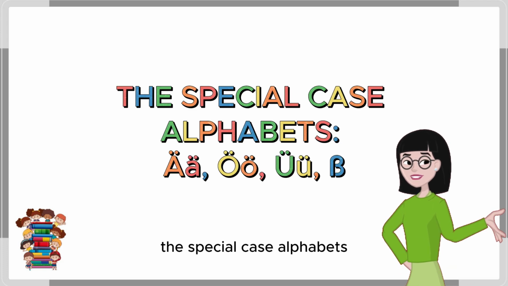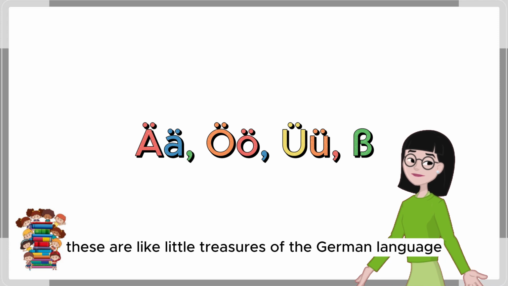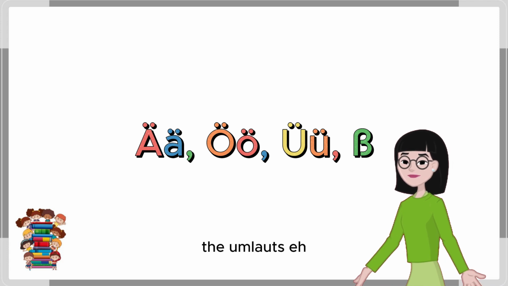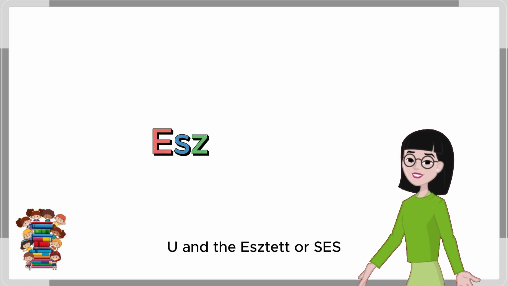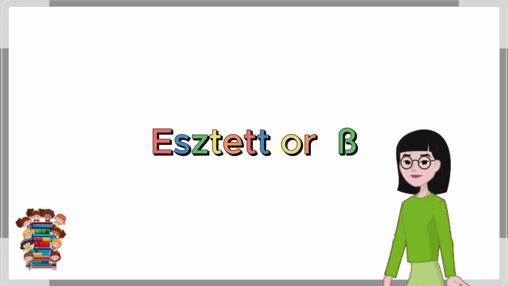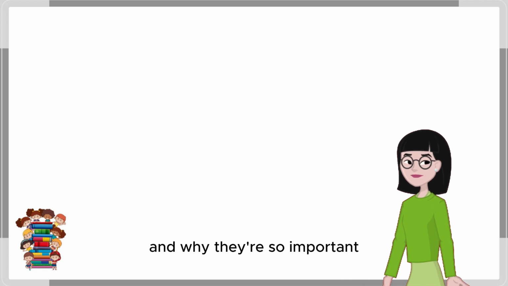Now that we've mastered A to Z, it's time to dive into what makes German extra unique, the special case alphabets. These are like little treasures of the German language. The umlauts, Ä, Ö, and Ü, and the ß, or Eszett. Let me show you how they work and why they're so important.